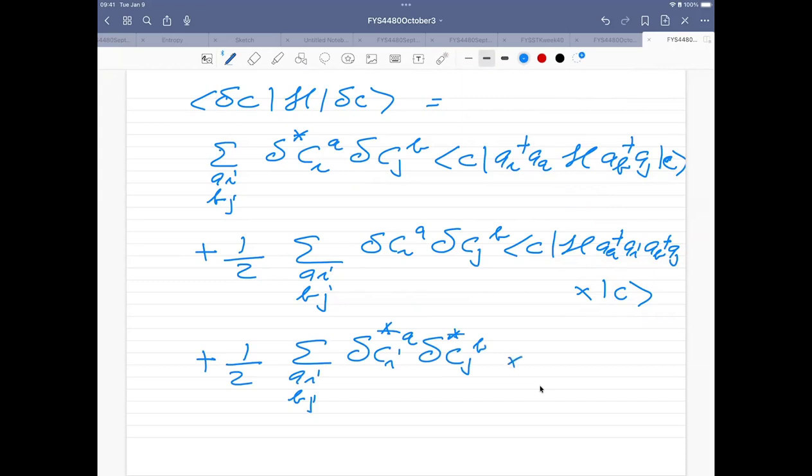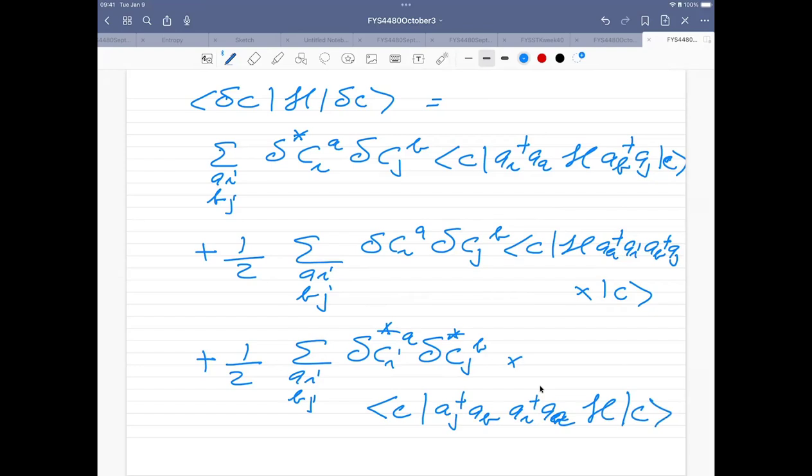And this is multiplied with the C. But now what I'm going to get is the following. So I will now have an a_j dagger, and I'm going to have an a_b, and then I'm going to have an a_i dagger, an a_b, and this is an a_a, and then I have the Hamiltonian acting on this one.